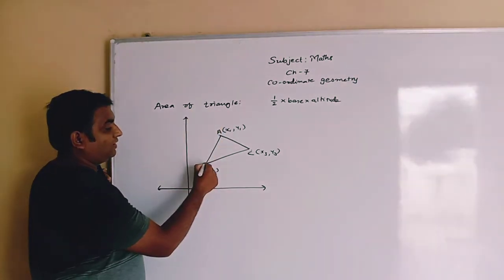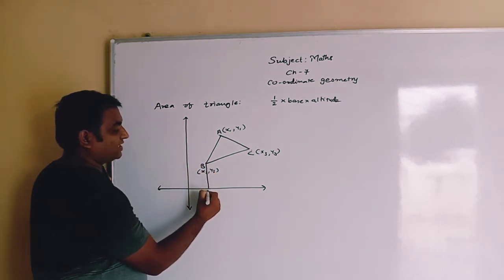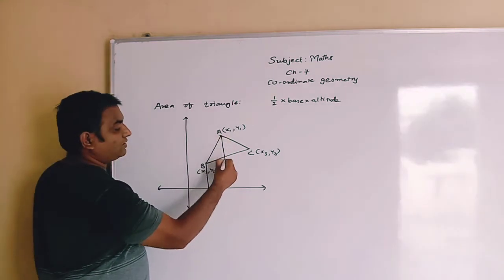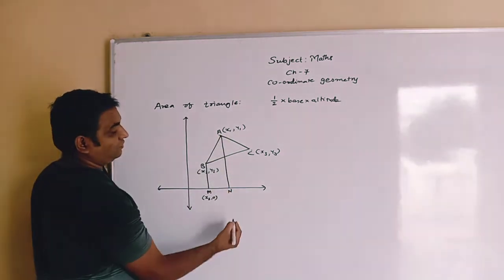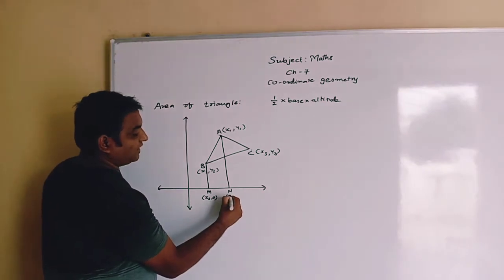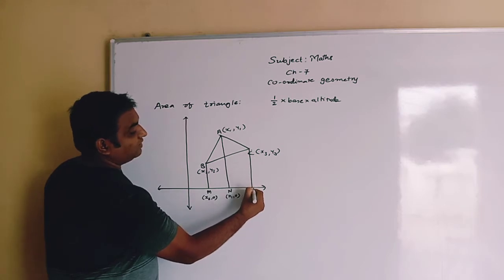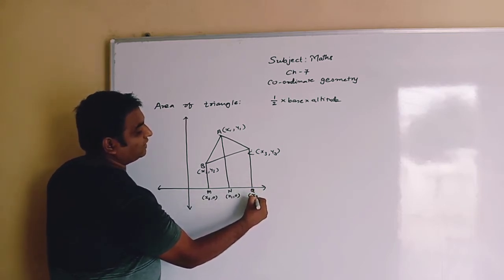For that, let me construct the perpendicular from B to the x axis, that is BM. So M coordinates are x2, 0. From A we construct the perpendicular AN. Then N coordinates are x1, 0. And from C we construct the perpendicular CQ. Then Q coordinates are x3, 0.